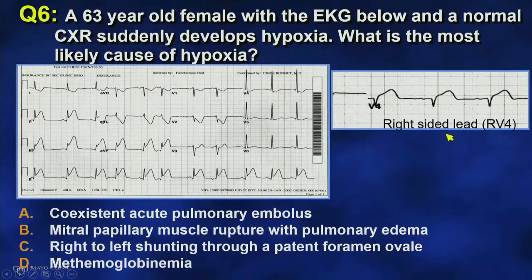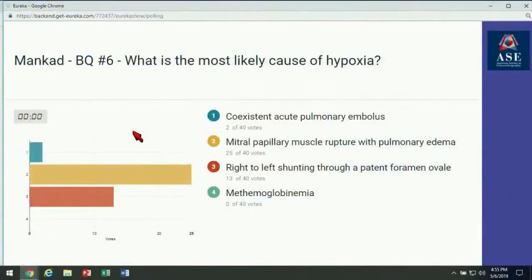Do you think this is a coexistent acute pulmonary embolus? Papillary muscle rupture with pulmonary edema? Right to left shunting through a PFO? Or methemoglobinemia? Now remember, in the stem of the question, I say that there's a normal chest x-ray. So that's really the key to knowing it.